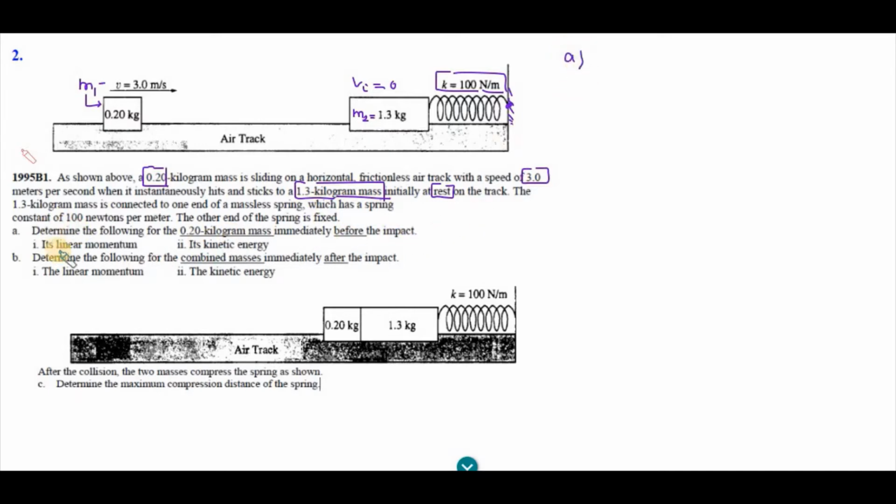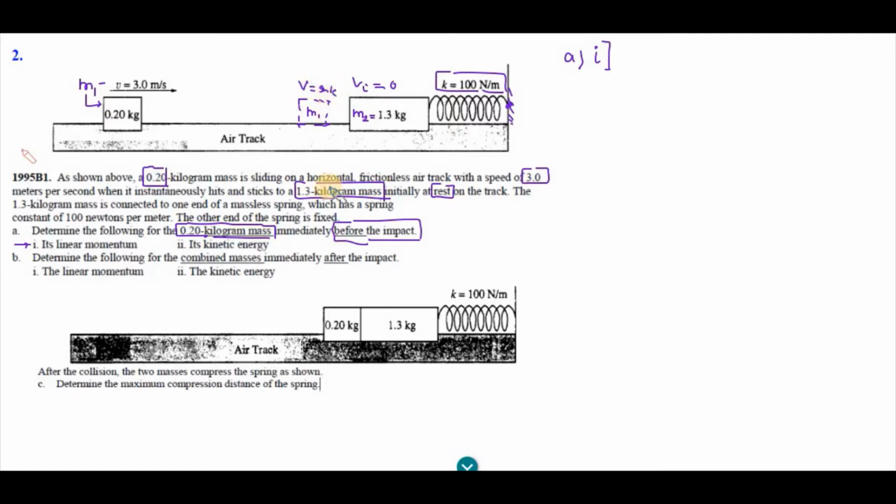In the first section, we have to find out the linear momentum. Linear momentum of what? Linear momentum of the 0.2 kilogram mass, that is the m1 mass. Before the impact means before the collision. So what could be the momentum of this section? We have to consider that before the collision, the m1 mass will be located here. But what could be the speed?